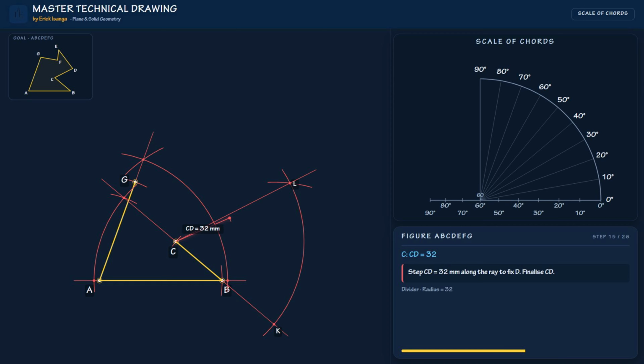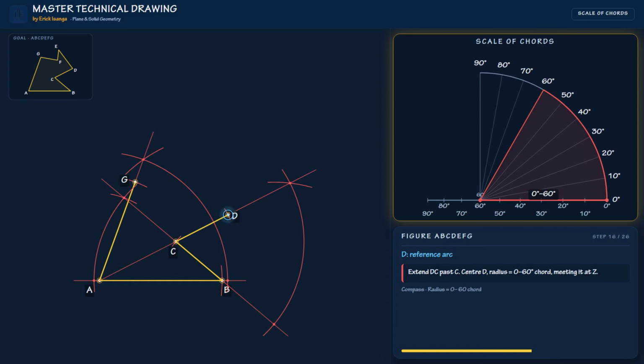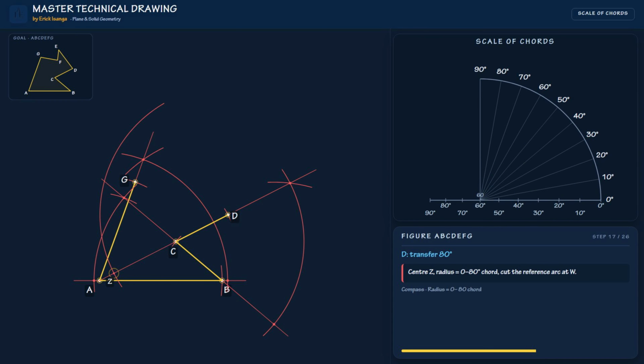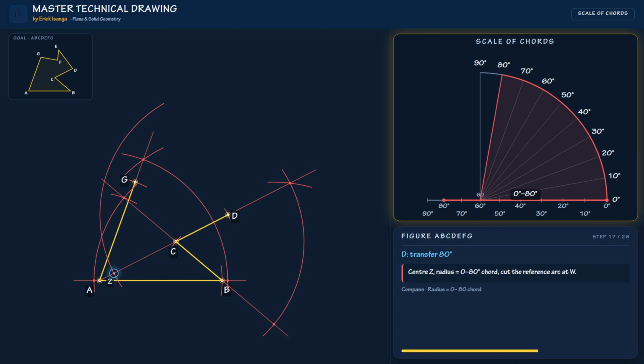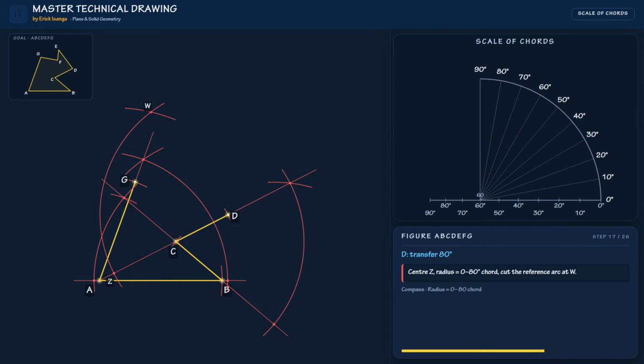Measure CD as 32 mm, and mark point D. At D, extend the side toward C, and swing the reference arc from center D. Transfer the 0 to 80 degree chord, and cut the arc. This sets out the given angle of 80 degrees at D. Join D through that point. The interior angle CDE is 80 degrees. Measure DE as 37 mm, locating point E.